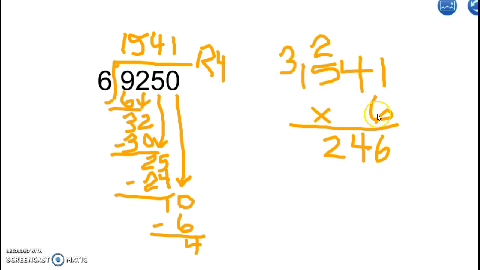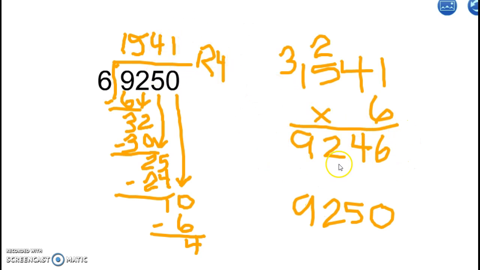Carry the 3. 6 times 1 is 6. Plus that 3 is 9. Now it's not 9,246 because I need to now add that remainder in. And when I add 4 to 46 here at the end, I will end up with 9,250. And so that means that my answer is correct.